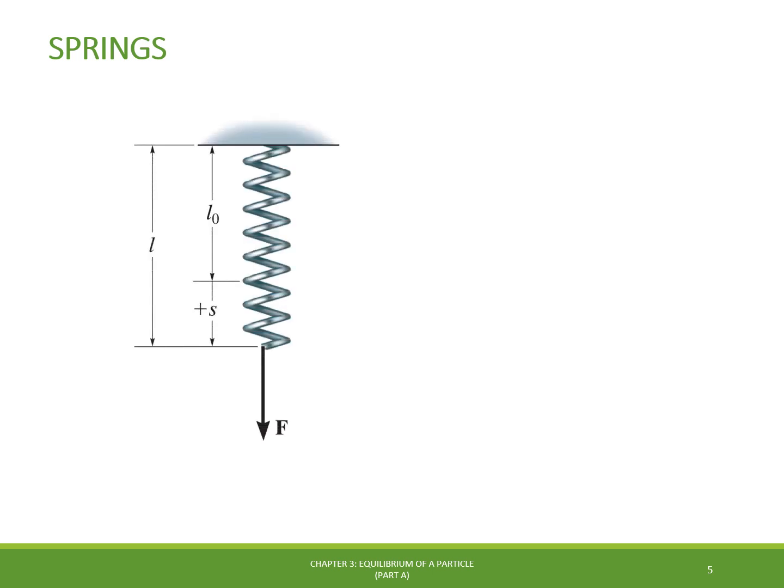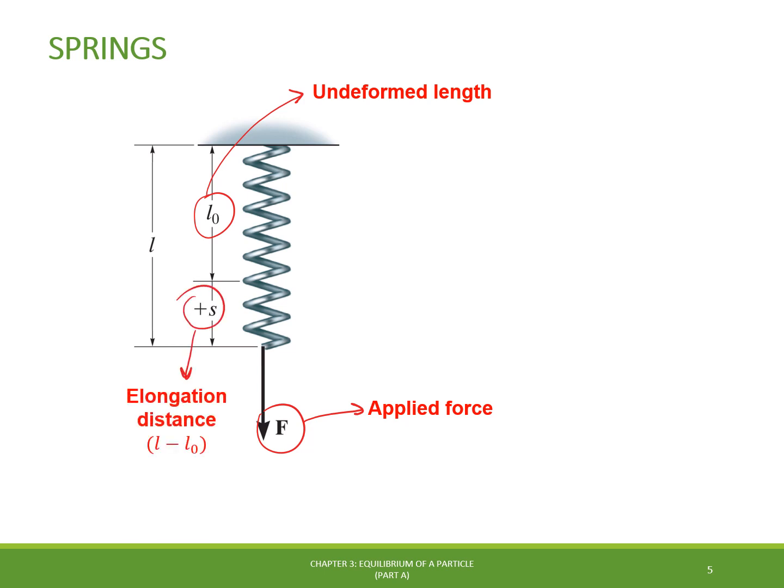Let's talk now about 3 types of supports typically found in particle equilibrium problems. The first one is a linearly elastic spring, which has undeformed length L0, and when submitted to a pulling force F, we'll get the elongation distance S, resulting in a final deformed length L.